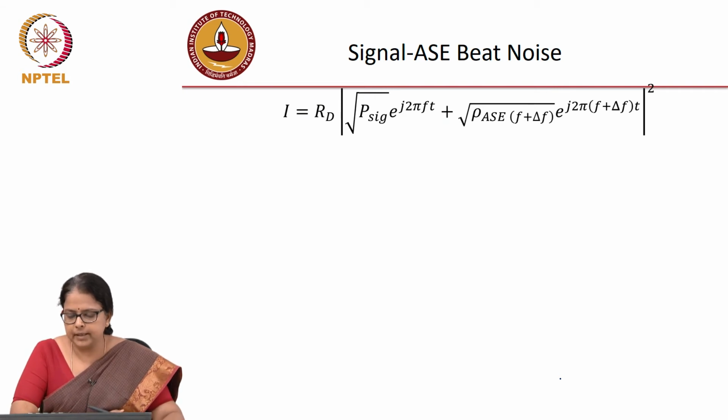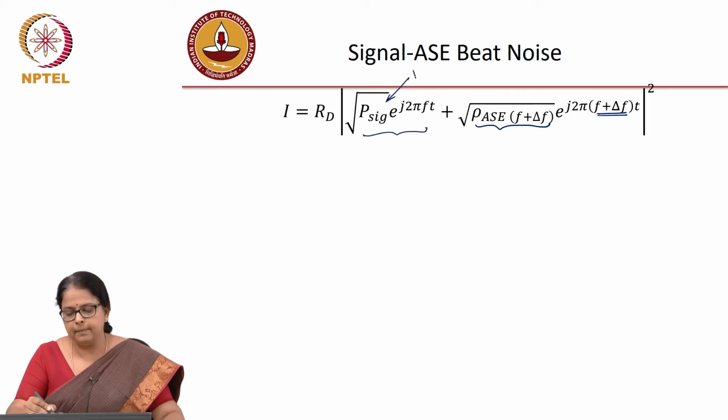So, that is what I have written next, root P_sig e^(j2πft), and this ρ_ASE is actually, this is not a multiplication f plus Δf, but this bracket indicates that this is the power spectral density, or the power of the ASE at the frequency f plus Δf. Now, what do you get when you expand this? You will get a term corresponding to mod square of this, which will just be P_sig. You will get a term corresponding to mod square of this, which will correspond to just ρ_ASE at f plus Δf frequency, right.